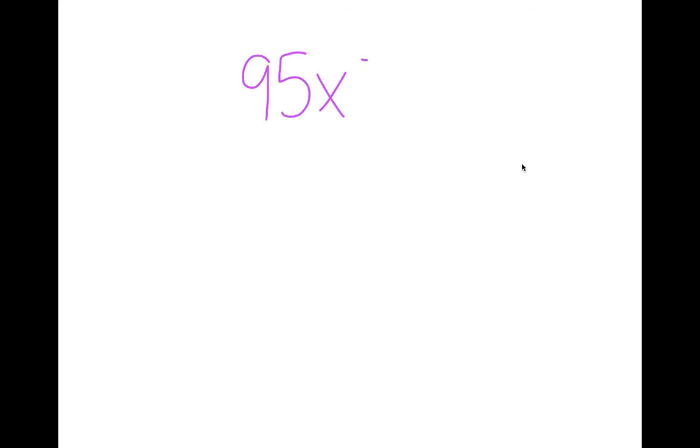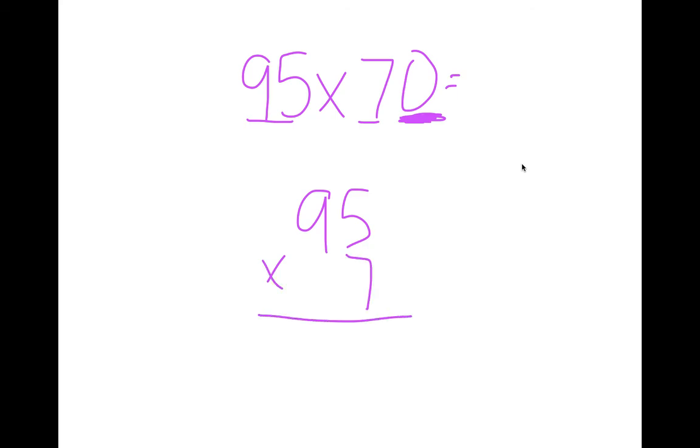95 times 70. Go ahead and pause and check. All right, so with this one, you actually can get away with doing the algorithm because of the 0 in 70. I can pretend for now that that 0 isn't there and just simply do 95 times 7, get my answer, and then put the 0 back. But you have to remember to put that 0 back.